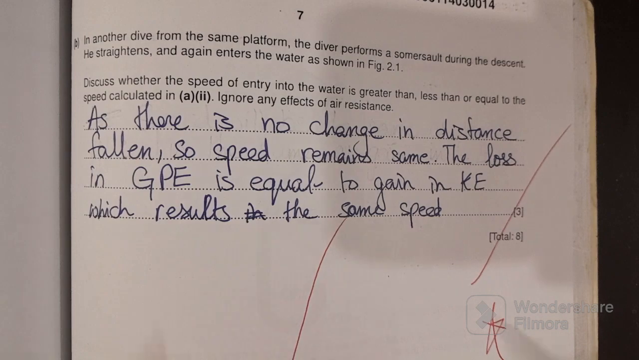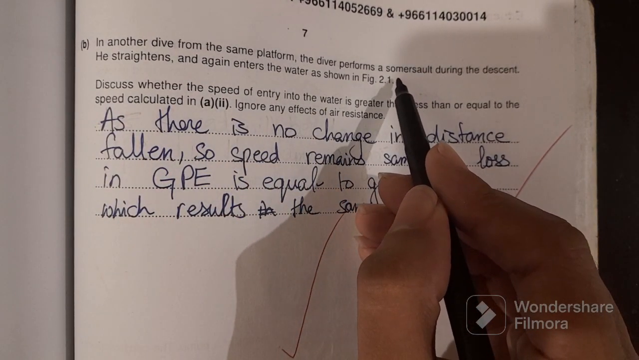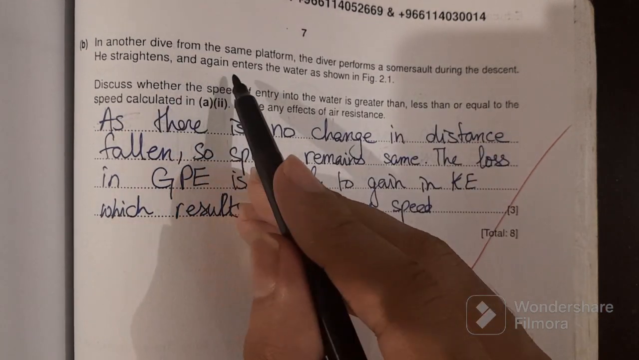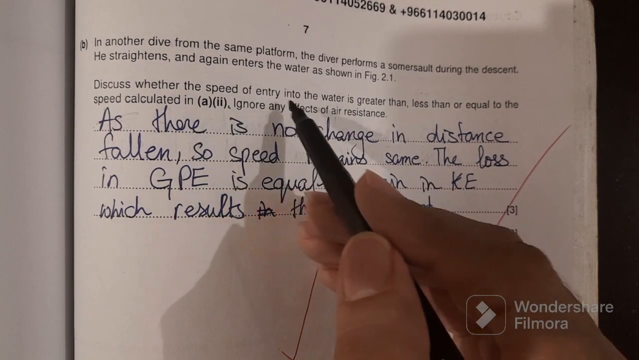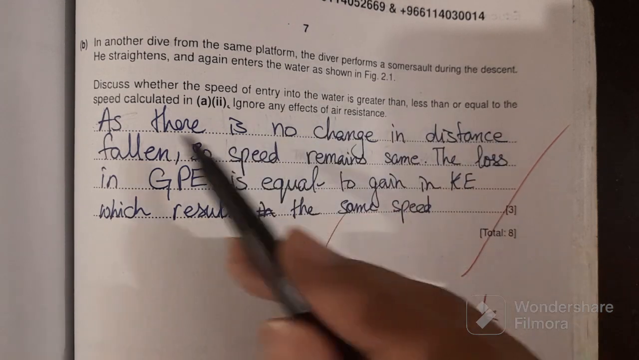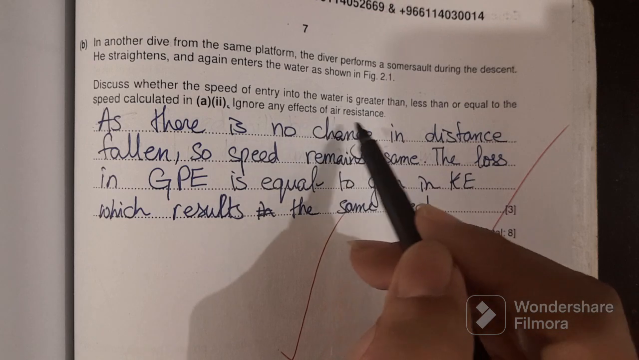Part B states: in another dive from the same platform, the diver performs a somersault during the descent. He straightens and again enters the water as shown in figure 2.1. Discuss whether the speed of entry into the water is greater than, less than, or equal to the speed calculated in part A 2. Ignore any effects of air resistance.